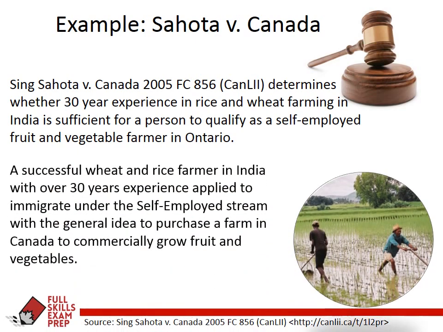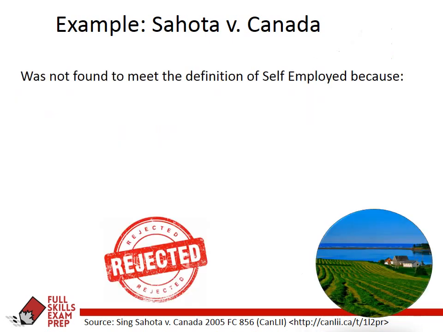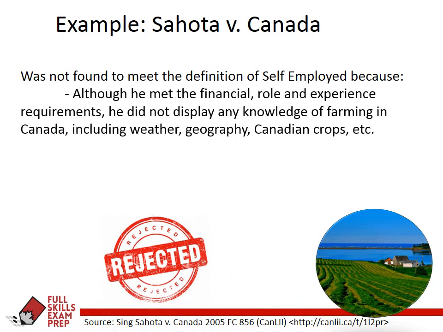This person was a wheat and rice farmer in India, and he had 30 years of experience. So he wanted to go to Canada to buy and manage a farm where he could grow fruit and vegetables commercially. Unfortunately, this person was not found to have met the conditions of the self-employed category because he did have the finances, the role, and the experience. However, he didn't really have any knowledge of Canada in general.